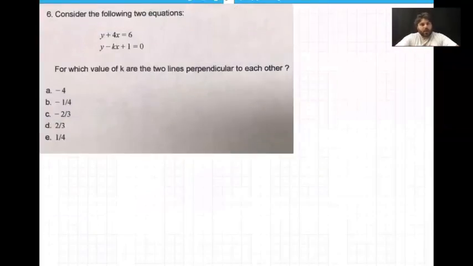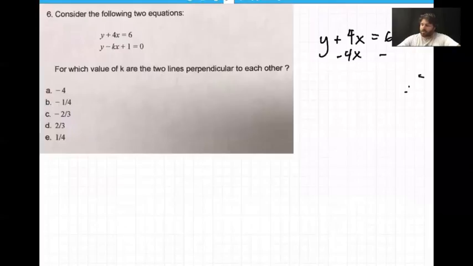All right, consider the following two equations: y + 4x = 6 and y - kx + 1 = 0. For which value of k are the two lines perpendicular to each other? All right, so remember, perpendicular means negative reciprocal or negative flip. So I need to talk about the slopes of these two lines. First of all, I need to solve for y. When I have y + 4x = 6, I need to take away 4x from both sides. That gives me y = 6 - 4x.